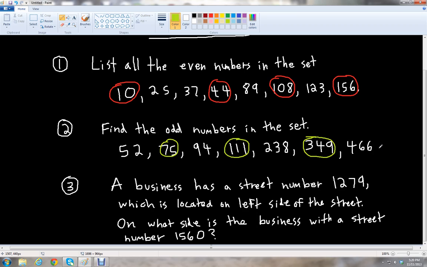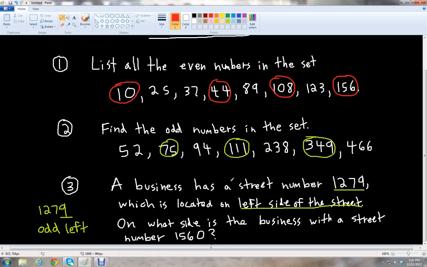And the last problem, we need to find what side the business with street number 1560 is on. We notice that the business with street number 1279 is located on the left side of the street. And what kind of number is 1279? It ends in the number 9, and that's going to be odd, right? So we know that the odd numbers are going to be on the left side of the street.